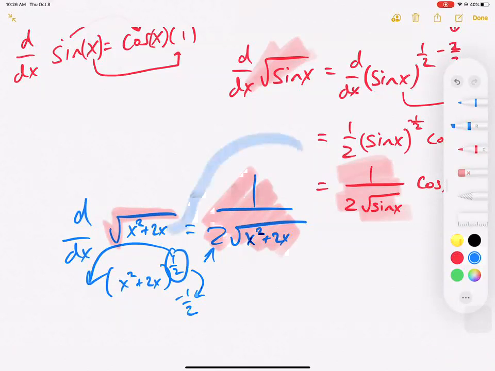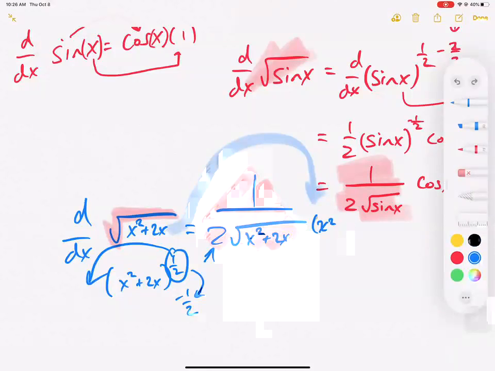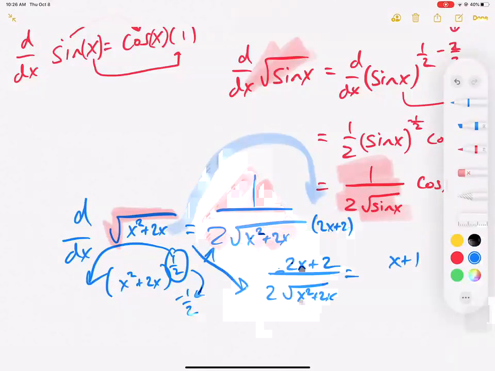Then we chain rule times the derivative of x squared plus 2x. Whoops, sorry, my bad, I just copied. That's 2x plus 2. That is our chain rule. So rewriting it from start to finish, I would write the fraction 2 square root of x squared plus 2x, and it'd be 2x plus 2 on top. You can simplify this by dividing out by 2: x plus 1 over the square root of x squared plus 2x. Simplifying that, divide by 2.